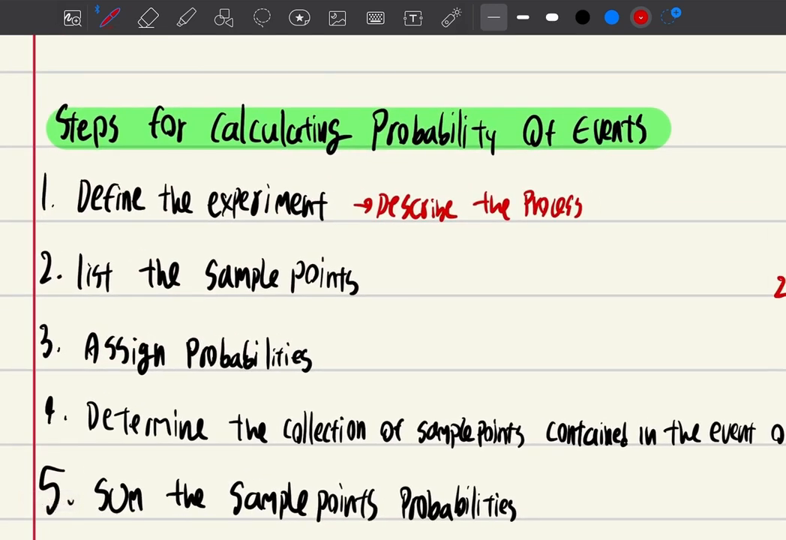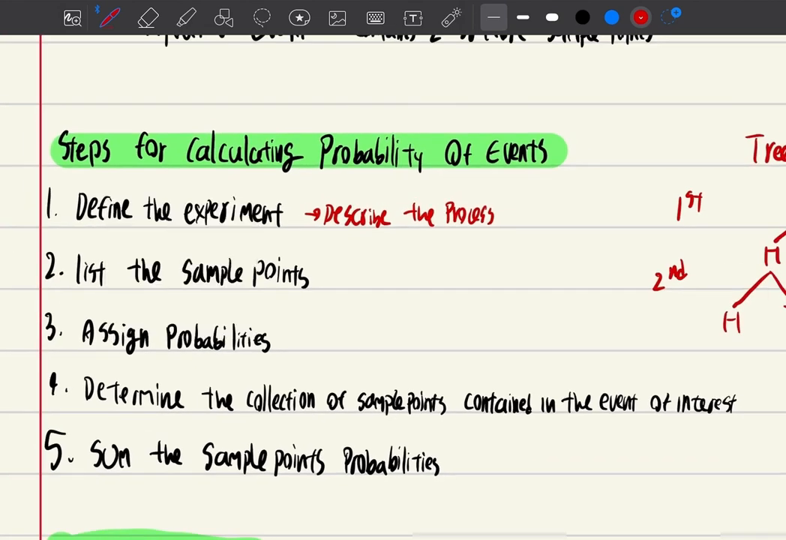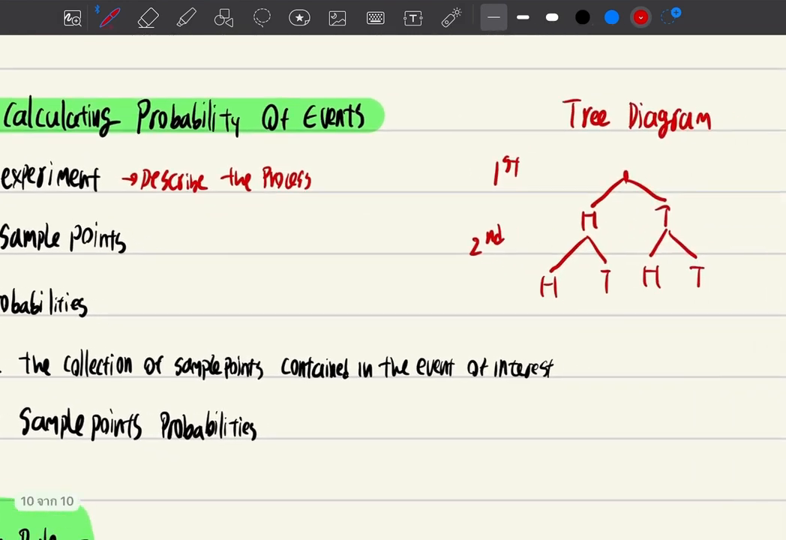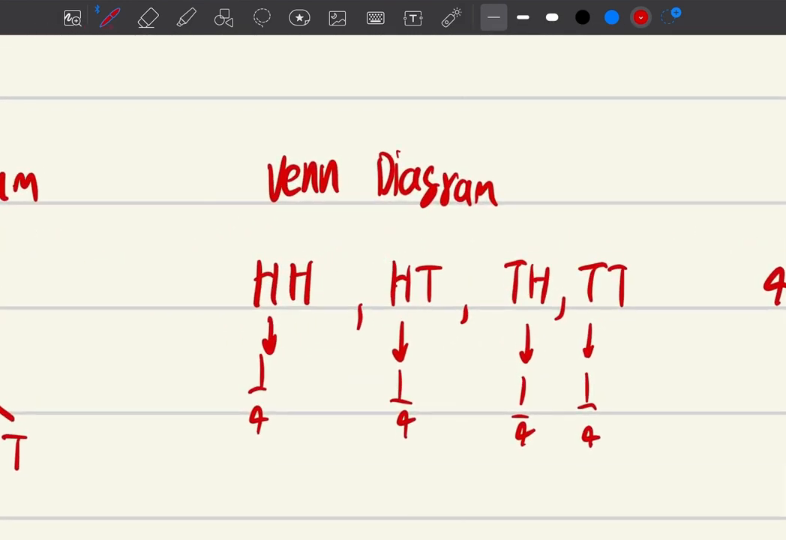Next step is to determine the collection of sample points contained in the event of interest. If in this example I want the outcome that has at least one head, the correct events that happen will be head head, here, here, and here.